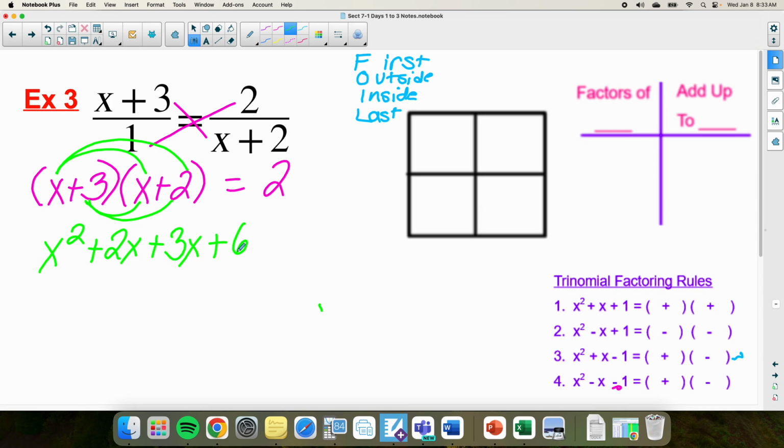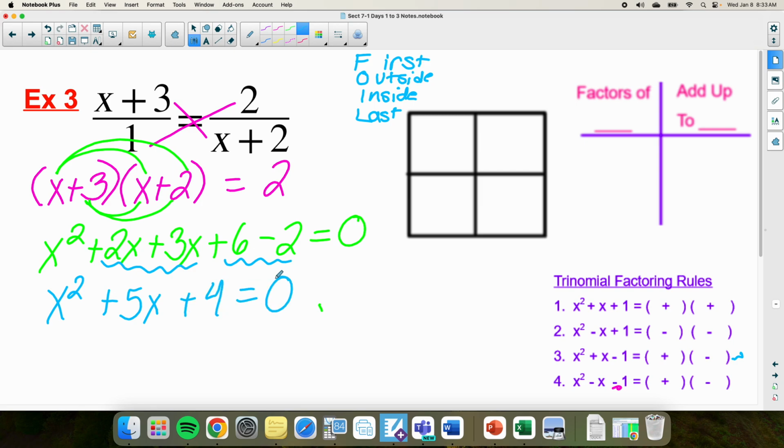And then what you do is you bring your 2 over to the other side. When you bring that 2 over, do you guys all agree it would be negative 2? Okay. Now we're going to combine like terms. So I have x squared. These two I can combine. When they're on the same side, you don't change signs at all. So 2x plus 3x is just 5x. Over here, I'm combining terms again. 6 minus 2 is 4, and that equals 0.